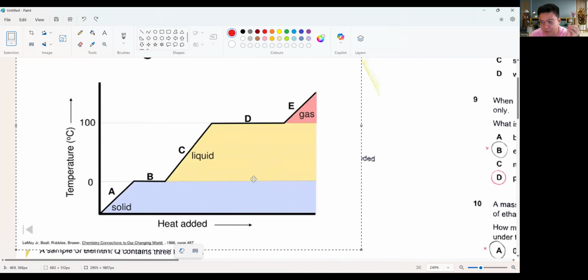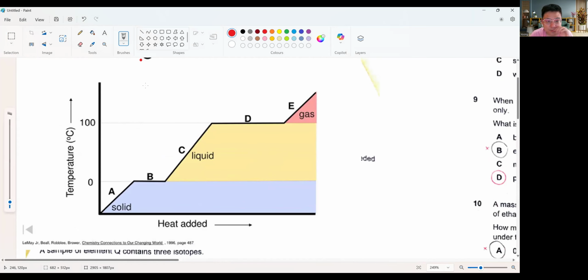Okay, so let's just do a recap on this. Looking at this, here is where the temperature increases, because you see here, this is the y-axis. Y-axis is temperature. So when the value goes up, it means the temperature is increasing. However, here the value stays the same. That means the temperature stays the same. So what is actually happening here?